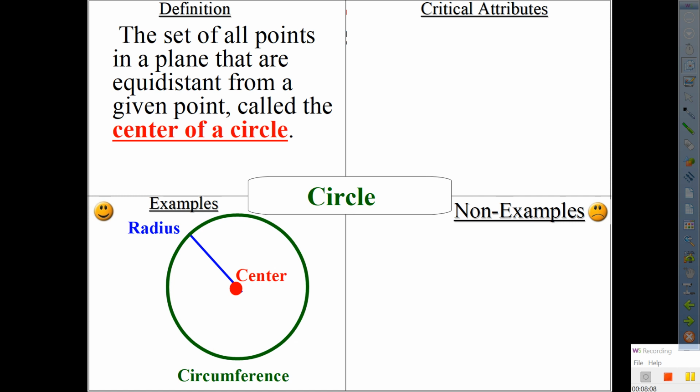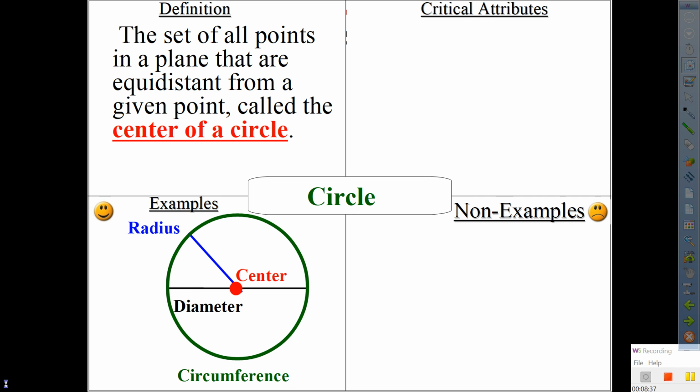And just to label the last part of our circle, we're not going to be using it as much, but there's another distance from one side of the circle to the other side of the circle that passes through the center that is called the diameter. That is correct. So label that in black. So, once again, today we're going to focus on the center and the radius. Okay?